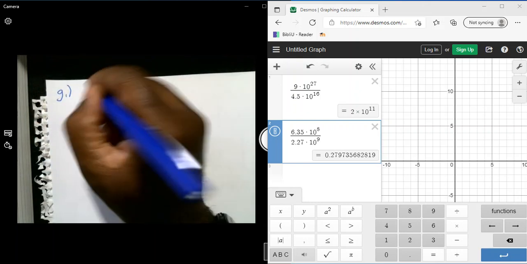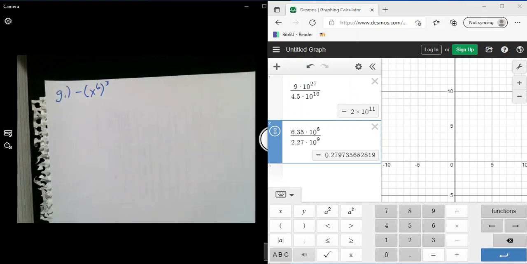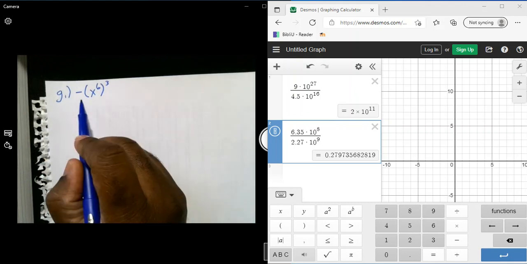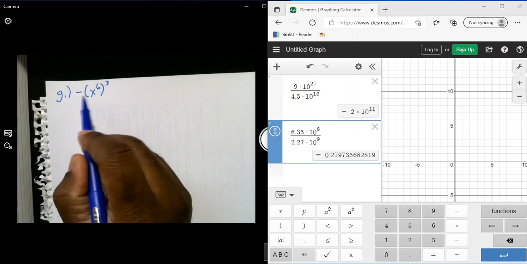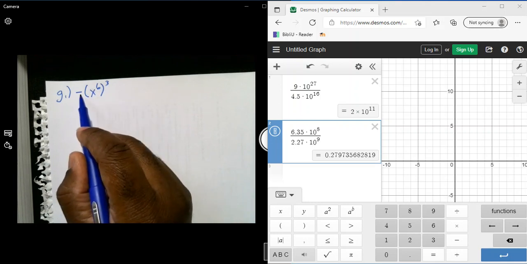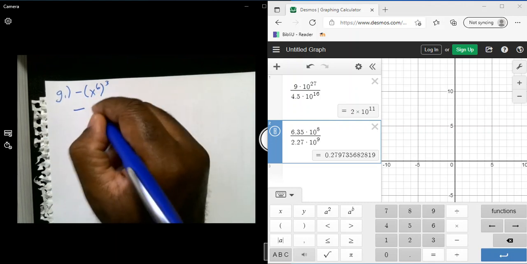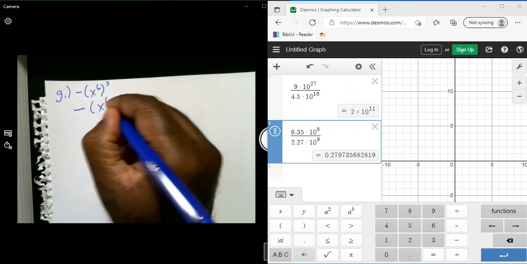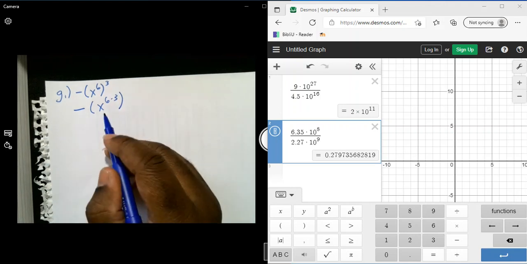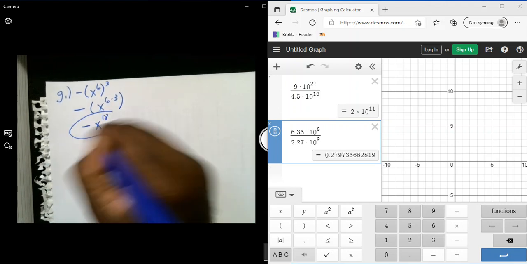We have G, which is a negative x to the 6th to the third. This negative is on the outside of the parenthesis, so that would mean that this third power does not affect this negative sign here. So we would bring down a negative, and then this would be x to the 6th times 3. So this would give us a negative x to the 18th power.